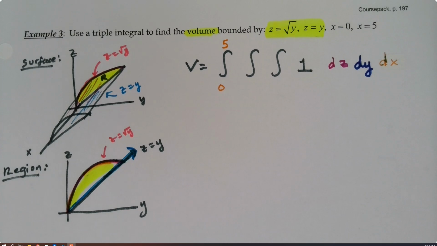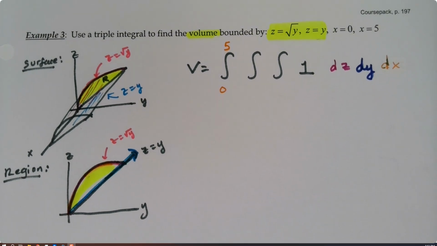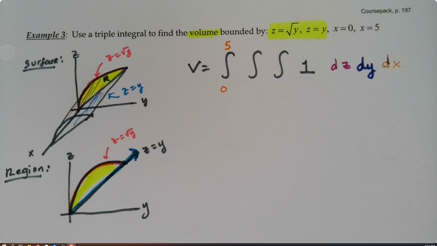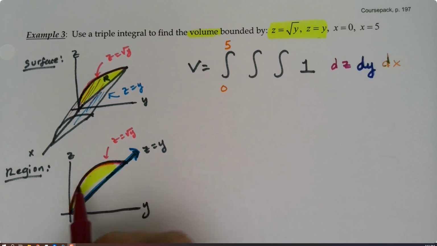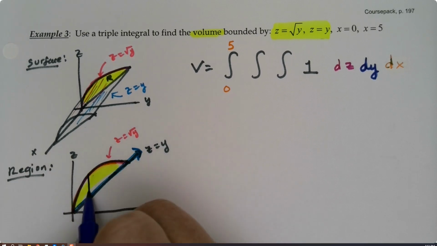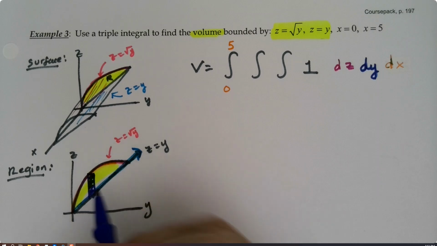Okay, so now z is going to have to get figured out because I have to go from the bottom to the top. So if I do dz dy, then I'm doing a vertical rectangle here, right? So dz dy would be like this.